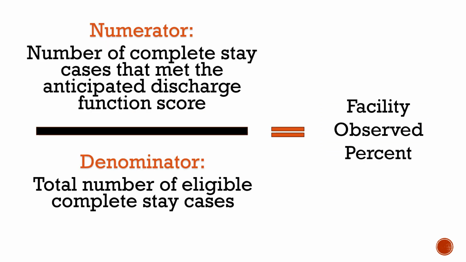To acquire our facility observed percent, we're looking at the number of complete stay cases that met that anticipated discharge function score. The ones where we met the bar, we exceeded the bar, we did what we needed to do in the eyes of the expected discharge function score, divided by the total number of eligible complete stay cases that we had.